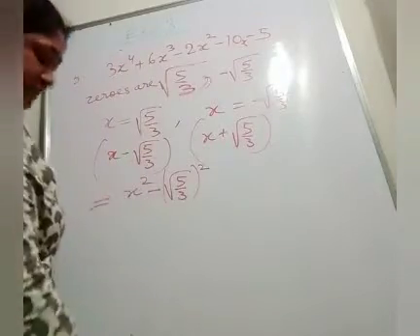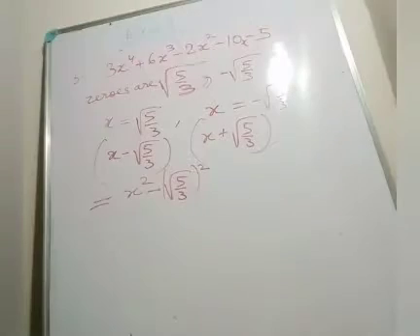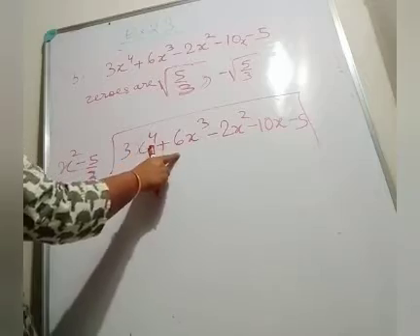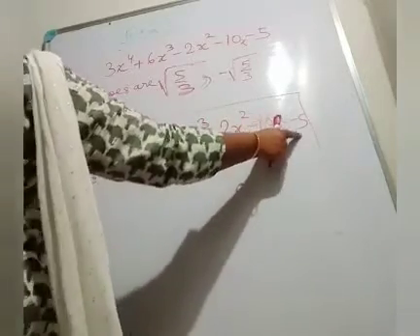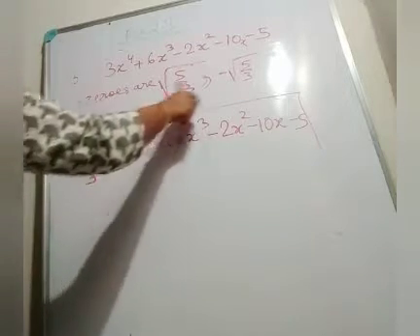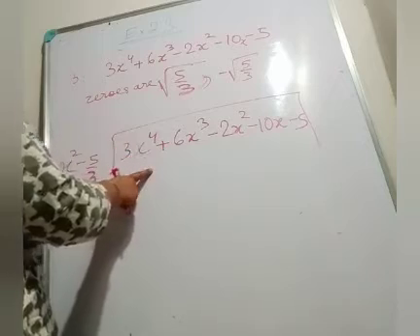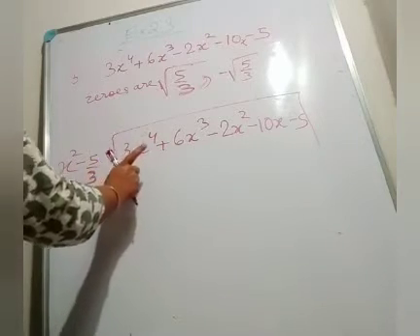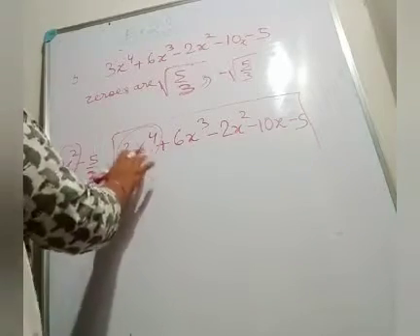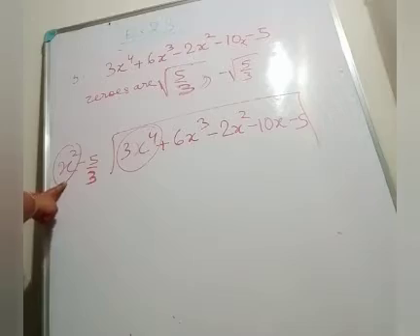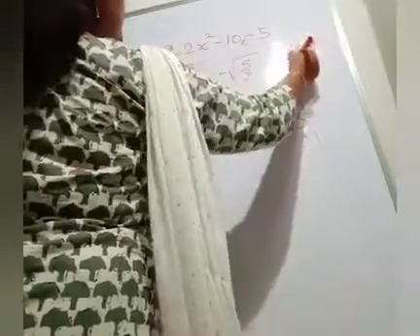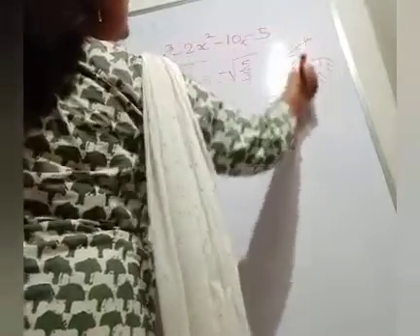So now let's divide 3x4 plus 6x cube minus 2x square minus 10x minus 5 by this factor x square minus 5 by 3. We will get a quotient that will be another factor of this polynomial. So let's divide. How will you divide? You just divide the first term of the dividend by the first term of the divisor to get the quotient. So if 3x4 is divided by x square, we will get 3x square as the quotient.